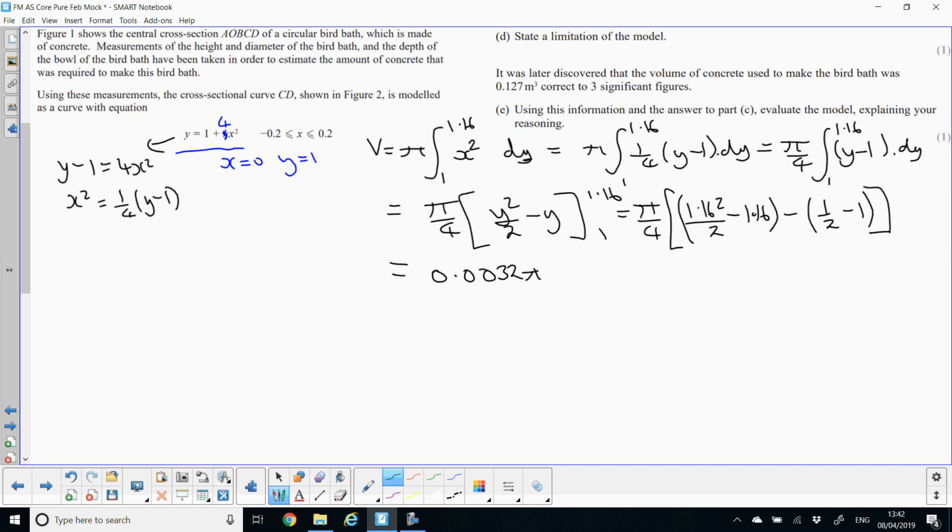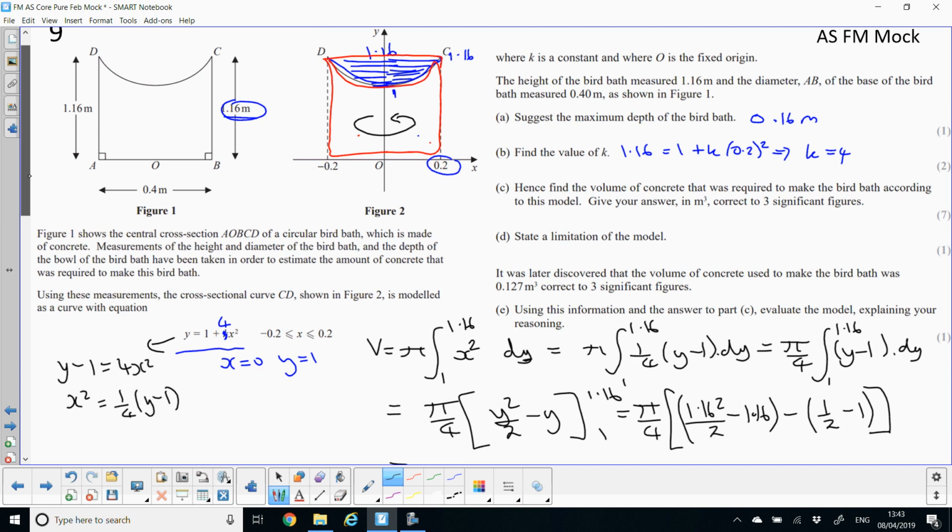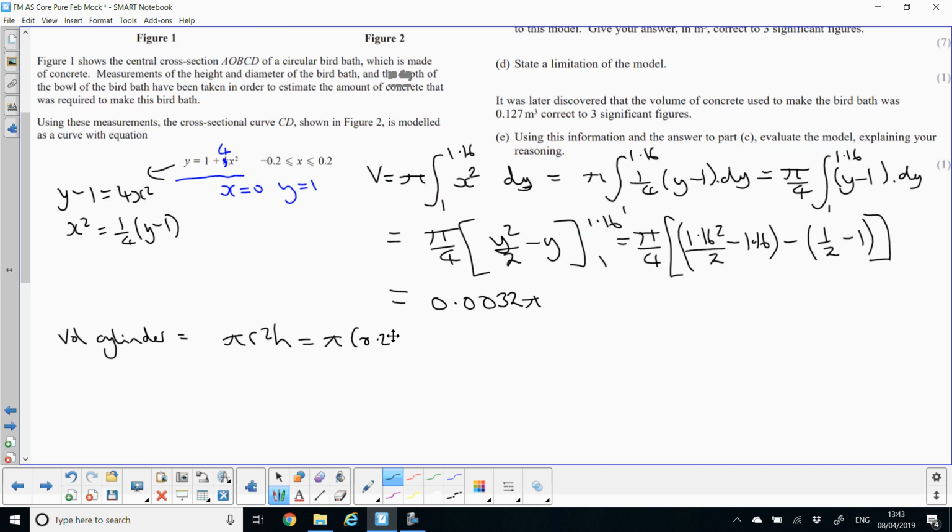So we now need to think about the volume of the cylinder. That's going to be circular at the bottom, which is pi r squared, the area of a circle, and then it's going to be multiplied by the height. So that's pi. Let's have a look at our cylinder. Our radius is going to be 0.2 and our height is going to be 1.16, the total height. And then we could work that out as well. Then we're going to get the volume of the bird bath. That's going to be the volume of the cylinder, and we're going to take off the volume of the actual bath bit that would be filled with water.